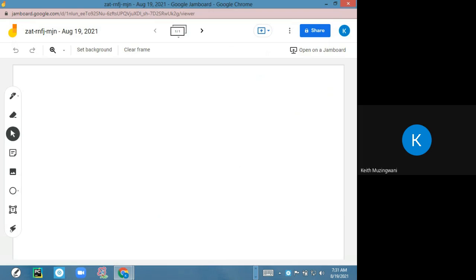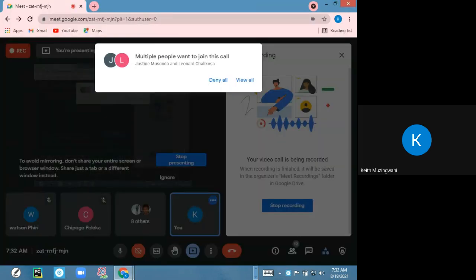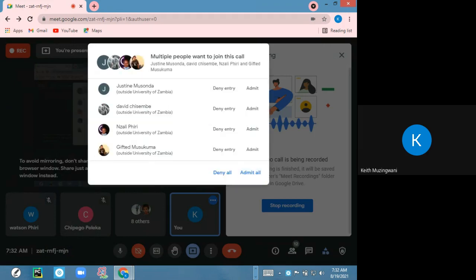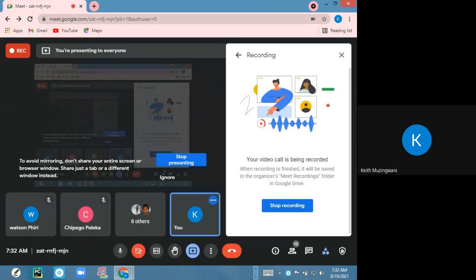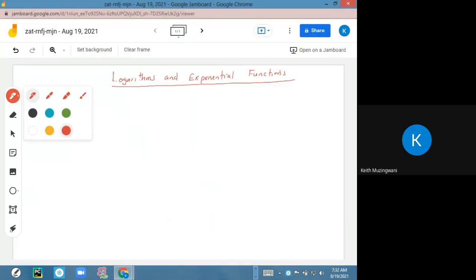Okay, so today we are looking at functions as a grid, logarithms, and exponentials. Exponential functions. So step by step, we start with exponential functions.